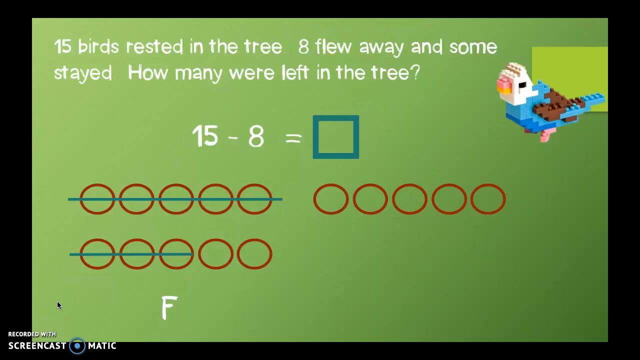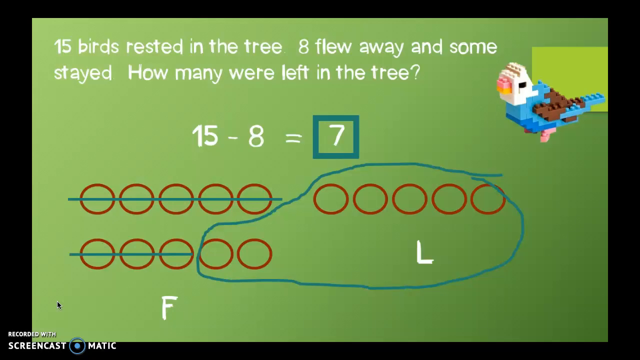Then the question says, how many were left in the tree? Well, the parts that I didn't cross out, those are the pieces that were left. I'm going to put an L there to remind me that they were left over. I could have also put an S for stayed. I have choices. I'm going to count how many were left. 1, 2, 3, 4, 5, 6, 7. Did you get 7? Good job, friend. Very nice. All right, we're moving and grooving.